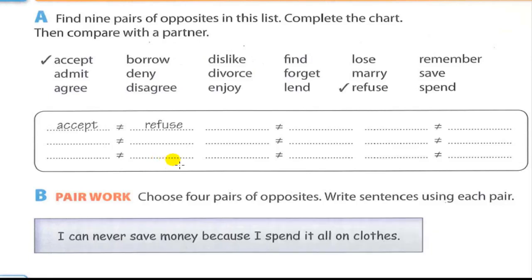Divorce, marry. I've married my wife for 20 years. We've never had a divorce. Find, lose. I always find money and valuable things. I never lose money.